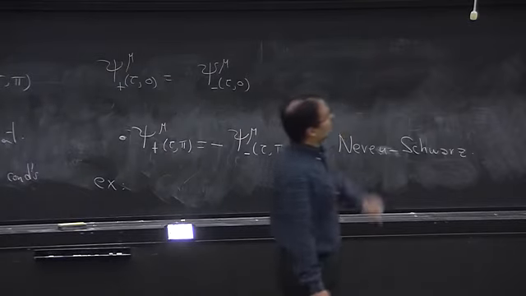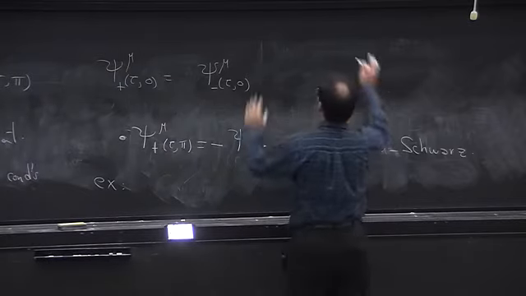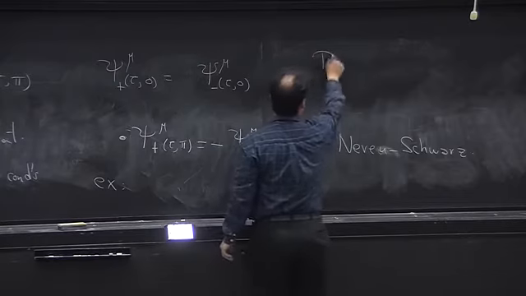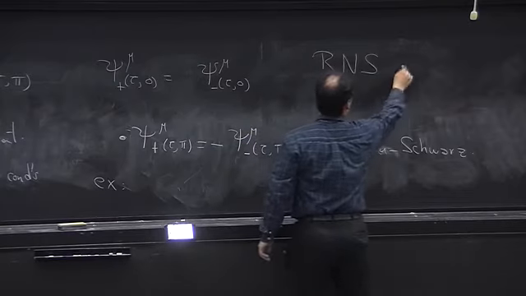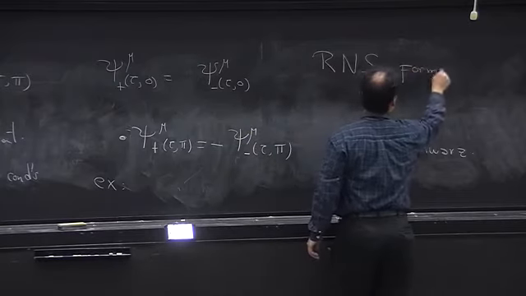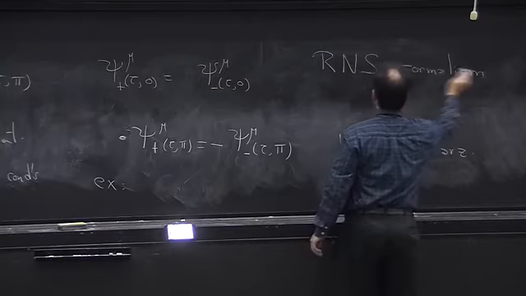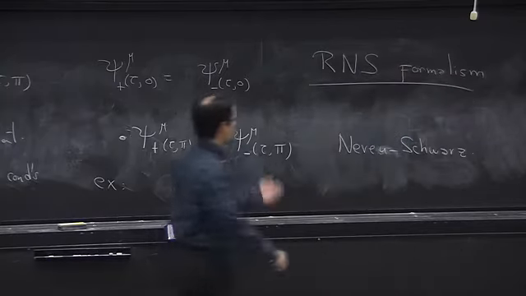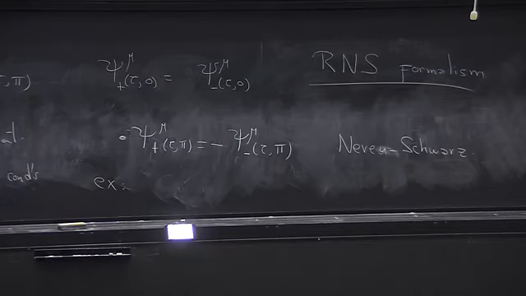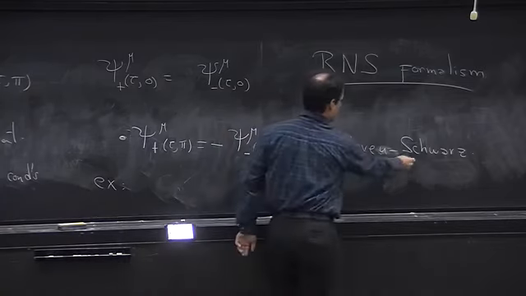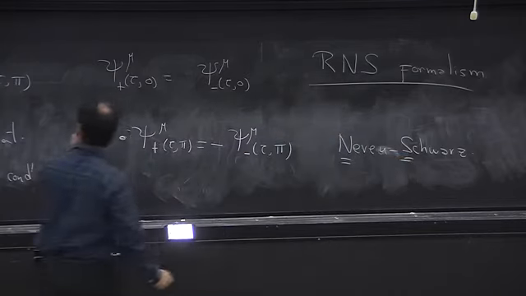So what we're doing with the fermions, in this case, in general, in this theory, is called the RNS formalism. For obvious reasons. Right? Okay, very good.